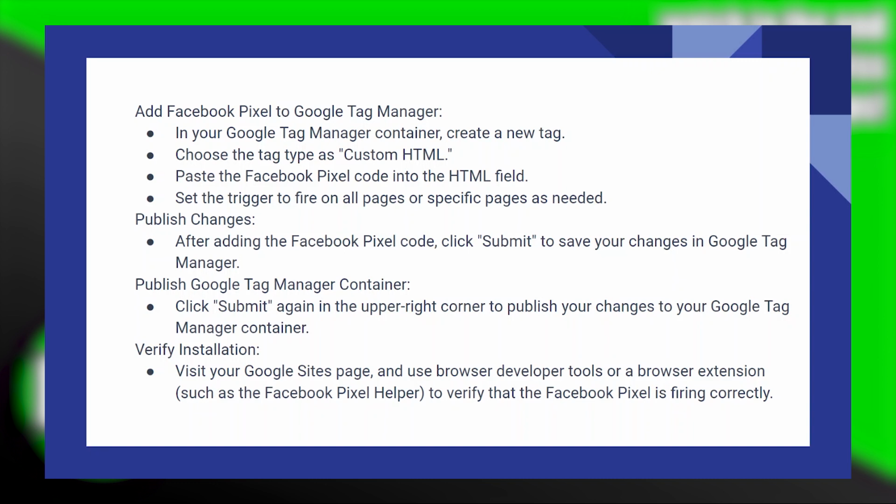After adding the Facebook pixel code, click Submit to save your changes in Google Tag Manager. Click Submit again in the upper right corner to publish your changes to your Google Tag Manager container.